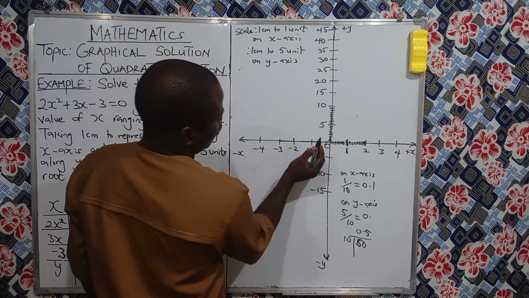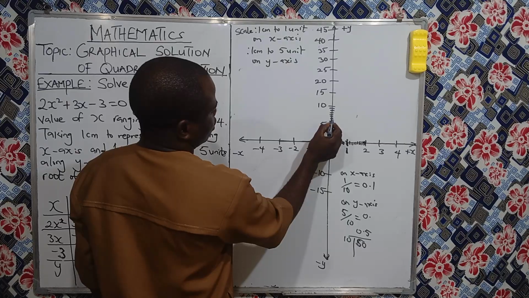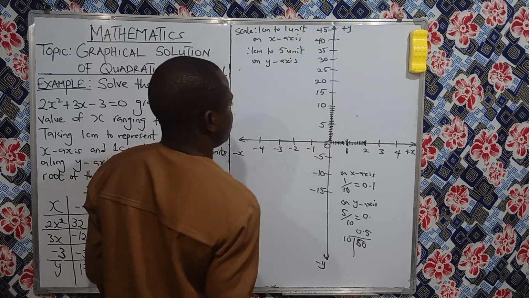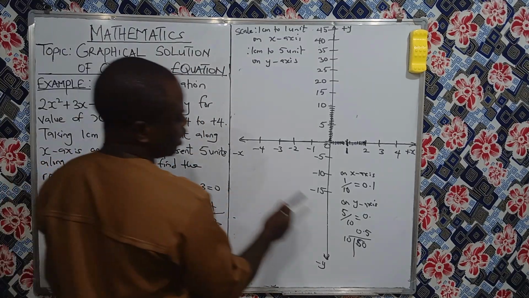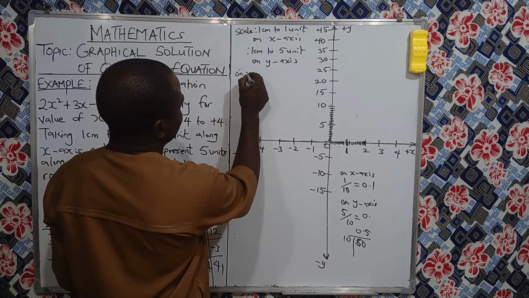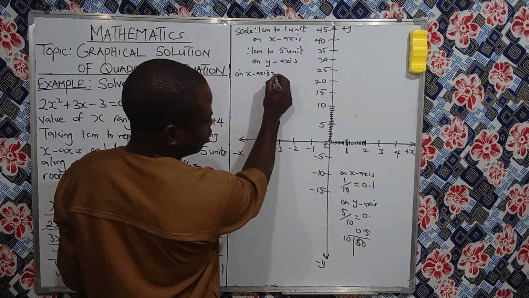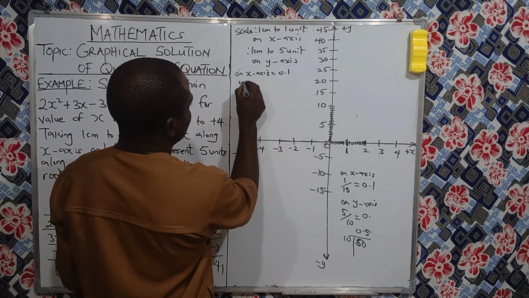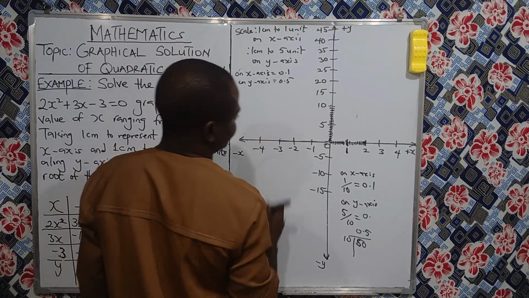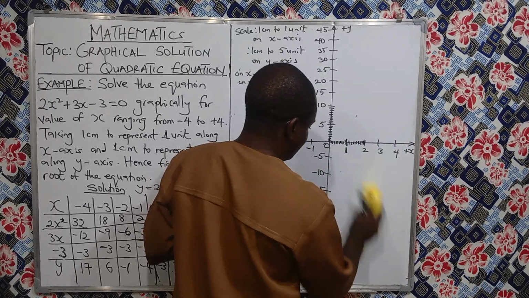This one will be 5.5 now, 6, 6.5, 7, 7.5, 8, 8.5, 9, 9.5, 10. And we can now plot our graph. Since we know on the x-axis each point will now be 0.1, and on the y-axis each point will be 0.5, we can now plot our graph.